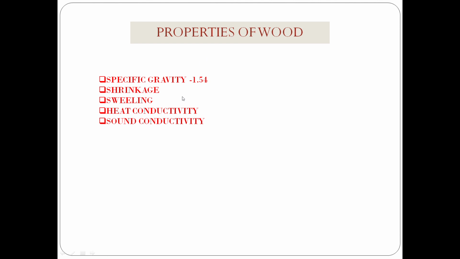Properties of wood. There are so many properties: specific gravity, shrinkage, swelling, heat conductivity, sound conductivity. Specific gravity. Moisture content of structural elements is 12 to 20% for doors and 10 to 16% for windows. Next one, shrinkage. Linear shrinkage along the fibers lies between 0.1 and 0.3%, and in the radial direction between 3 and 6%.